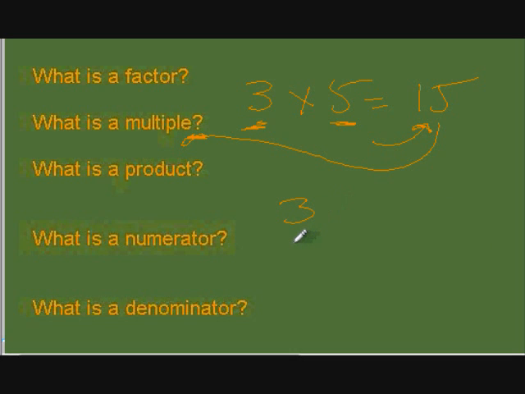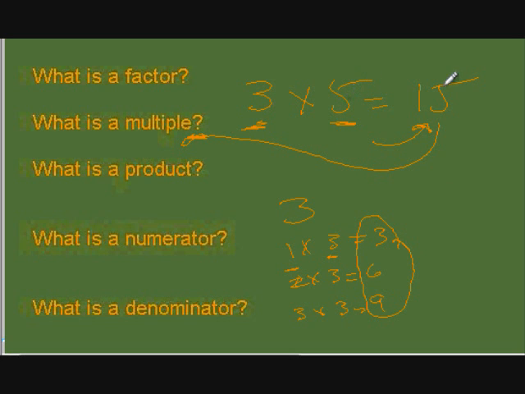So multiples of 3 would be like, say 1 times 3 equals 3, 2 times 3 equals 6, 3 times 3 equals 9. These are all multiples of 3. These would be the factors of this multiple. Does that make sense? Mathematicians just love to give everything names, instead of saying, well, this is the answer part. It just gets complicated sometimes.